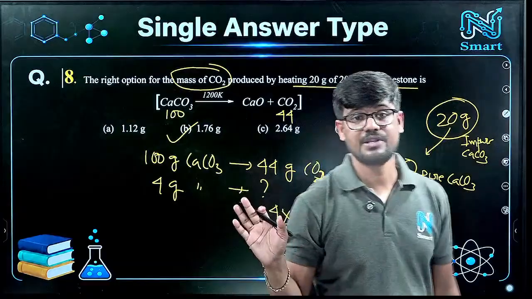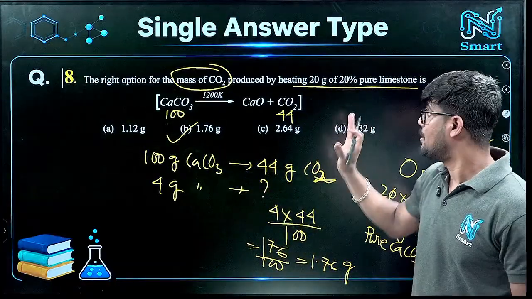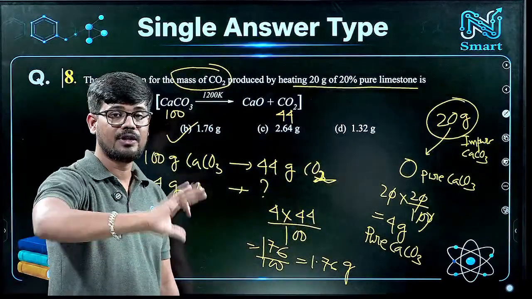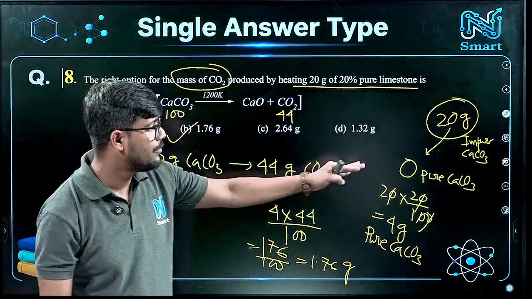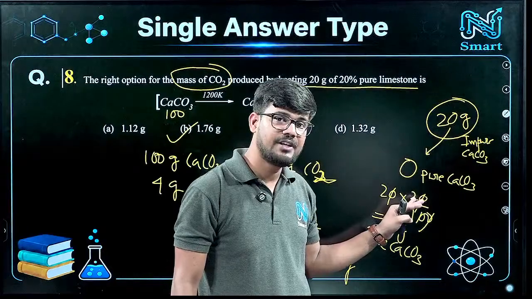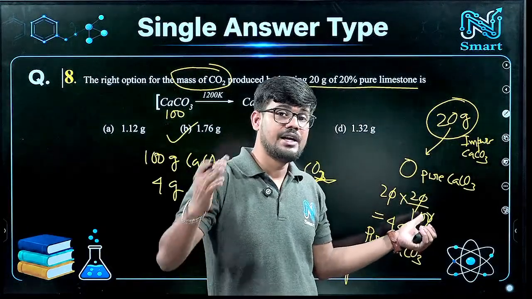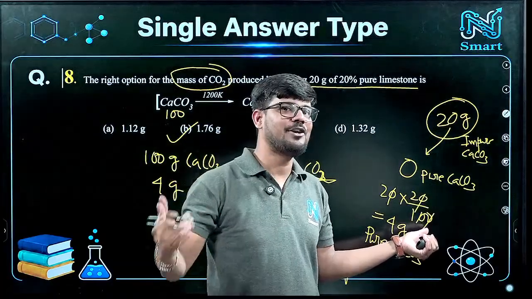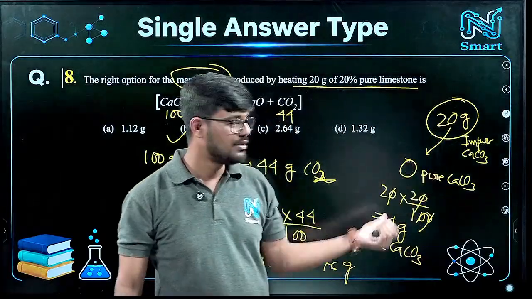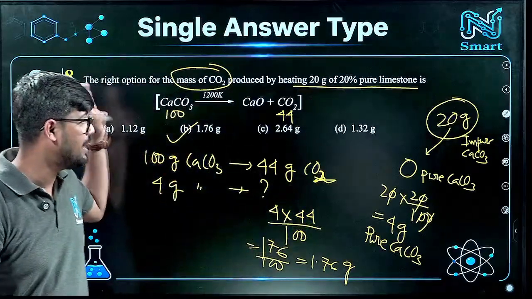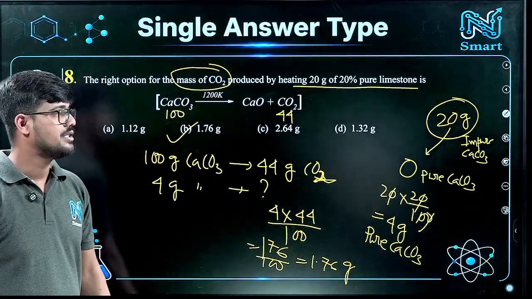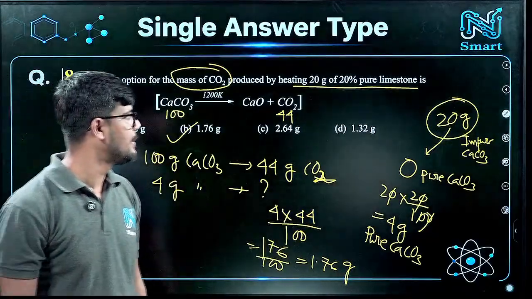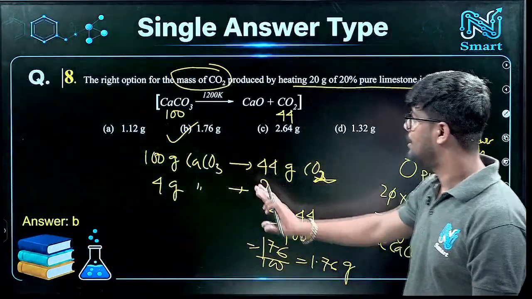This type of question is very important: conversion from pure to impure, from impure to pure. Since I'm converting from impure to pure here, it's 20 by 100. If I want to convert pure to impure, then 100 by 20, right? This type of conversion is very important. This is a very, very standard question in stoichiometry. Okay, next question. So here the answer is B.